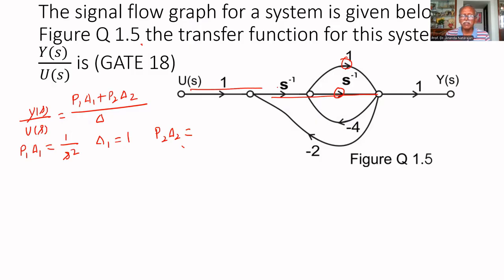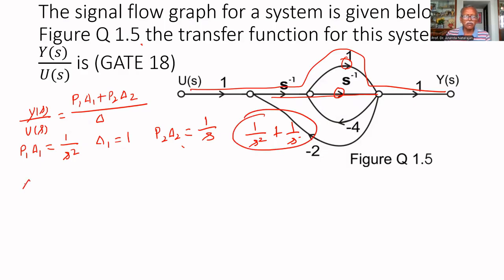The second forward path is this one. Its forward path gain is 1/s, and delta 2 equals 1. Therefore, P1 delta 1 plus P2 delta 2 equals 1/s² plus 1/s. This is the numerator. Denominator equals what?